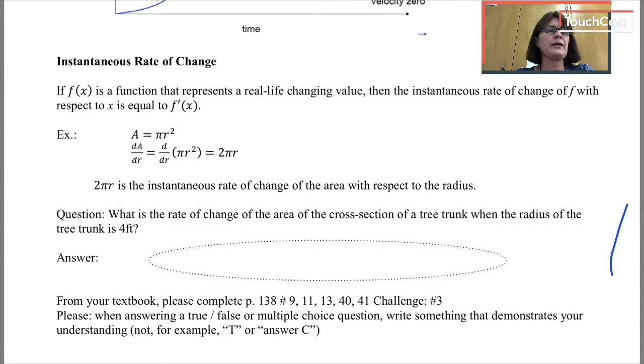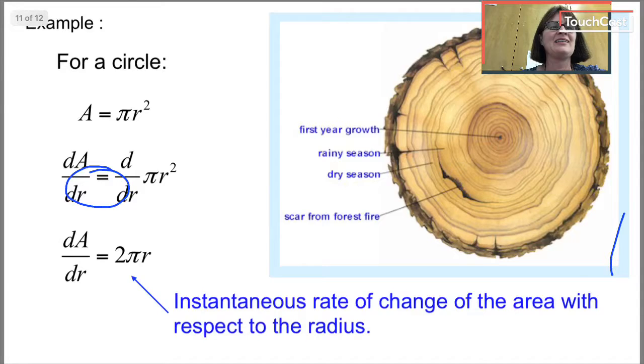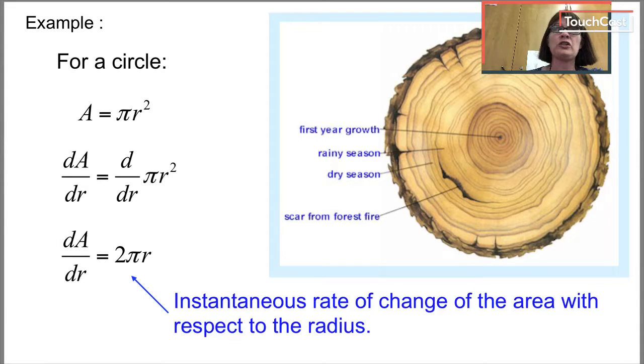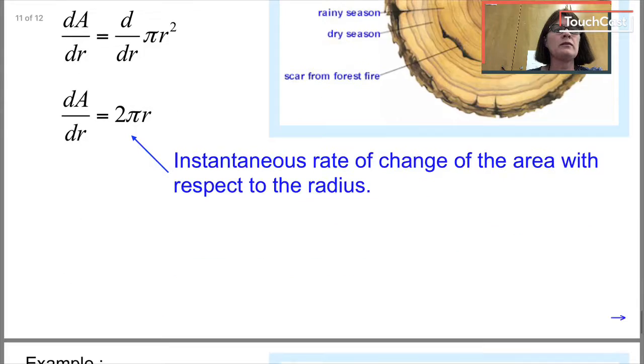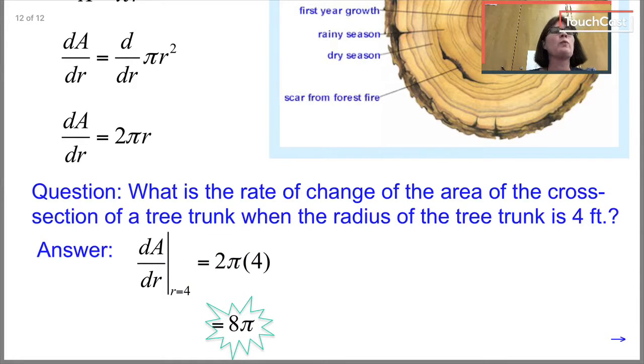So, instantaneous rate of change. What is the rate of change? Oh, so that's where this picture came from. There we go. So think about a tree trunk, right? The area of that cross-section changes depending on how big the radius of the tree trunk is. That's the cool thing about calculus. We didn't used to be able to talk about how functions change. So now we can answer this question. The rate of change of the area when the radius is 4 feet.